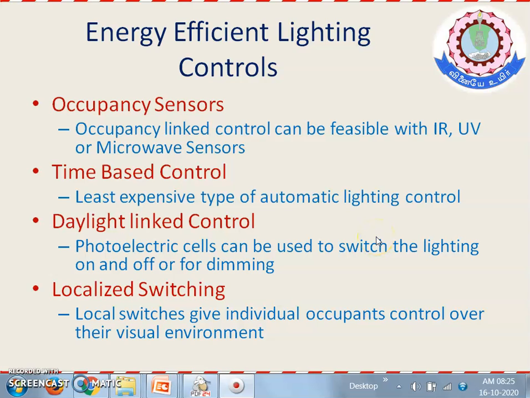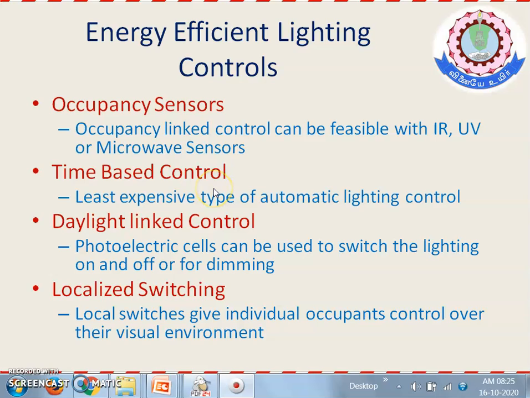In continuation with the previous video, shall we continue with the energy efficient lighting control systems. First thing, as we discussed, is the occupancy sensor. For example, in your classrooms, if no one is there, this type of sensors can be fitted: infrared sensors, ultraviolet radiation sensors, and microwave sensors, which will detect the occupancies and either switch on or off the lighting appliances. That is one form of control.